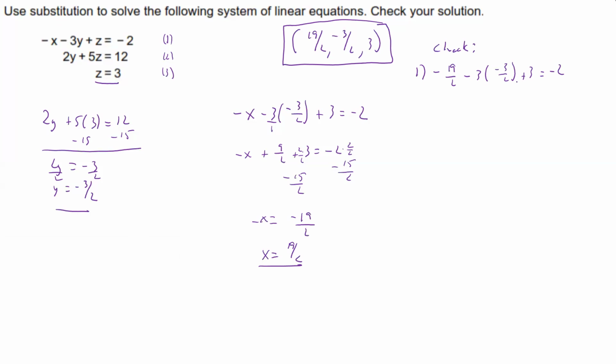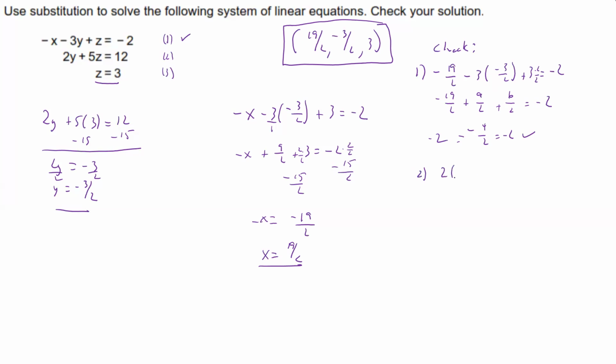All right, so here I have to get this one to be a common denominator of 2 over 2. So I have negative 19 over 2, and then plus 9 over 2, plus 6 over 2, and that's supposed to be negative 2. Well, this is going to be what? 15 over 2 minus 19 over 2, so that's going to be negative 4 over 2 equals negative 2. Well, that's equal to negative 2, so that one works. So that equation works.